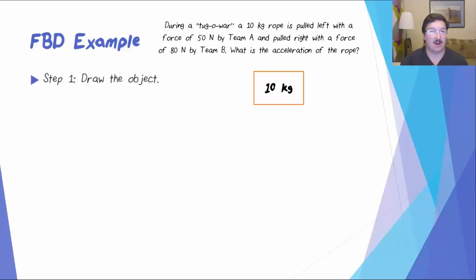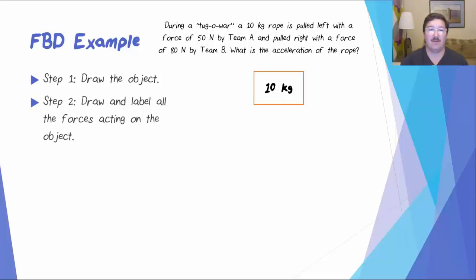This is a diagram, not a drawing. You'll see that oftentimes we write the mass of the object inside the box. The second step is to draw and label all the forces acting on the object. In this case, we have two: the force of team A to the left and the force of team B to the right. These forces will always be labeled F, but they will have different subscripts.